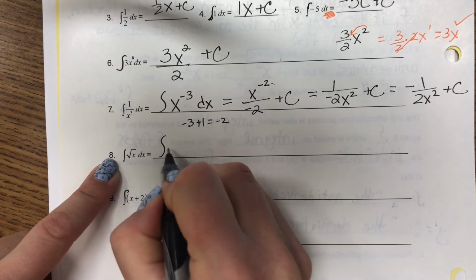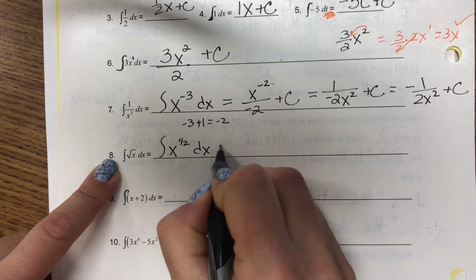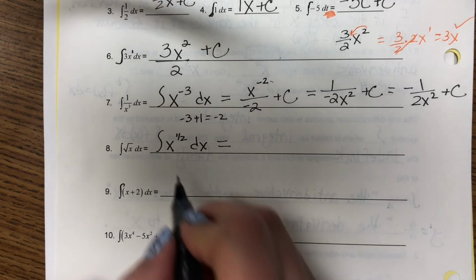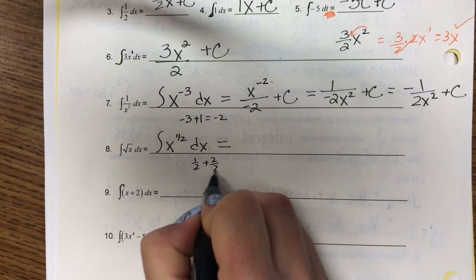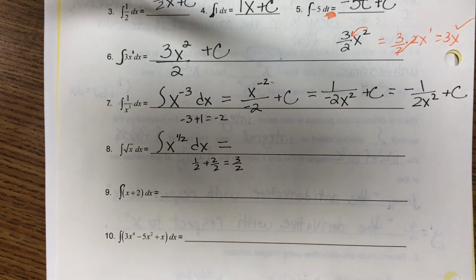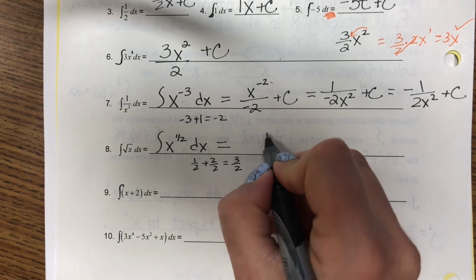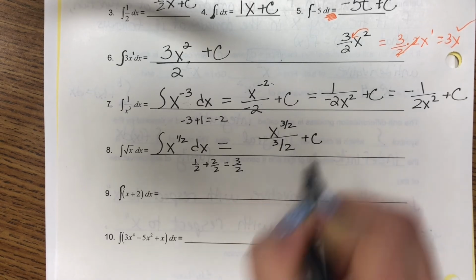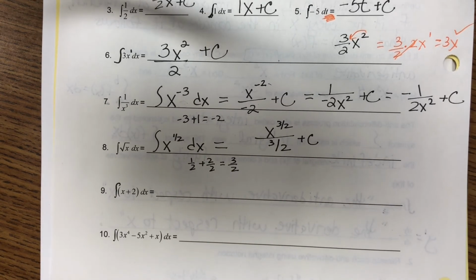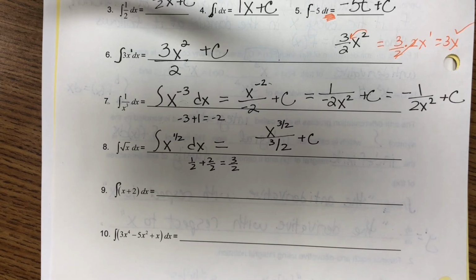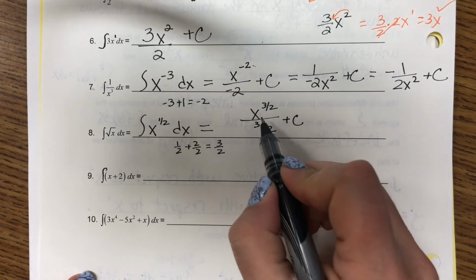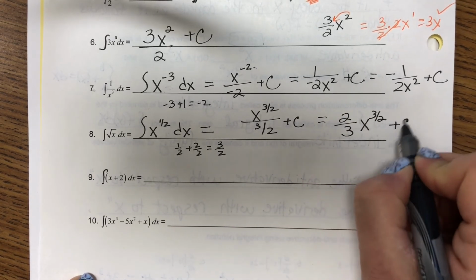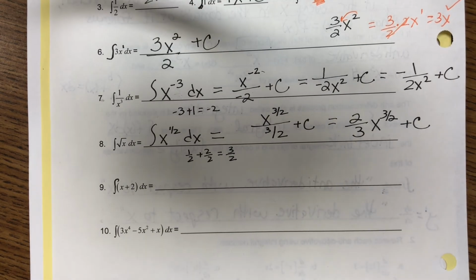Okay, for 8, we have to make the radical into an exponent. And now we have to add 1, so 1/2 plus 1. Don't do 1.5 because we divide by the new exponent. I don't want a fraction with a decimal. That just is bad math notation. So now we're dividing by a fraction, so I can multiply by the reciprocal of the denominator to make my final answer look nice.